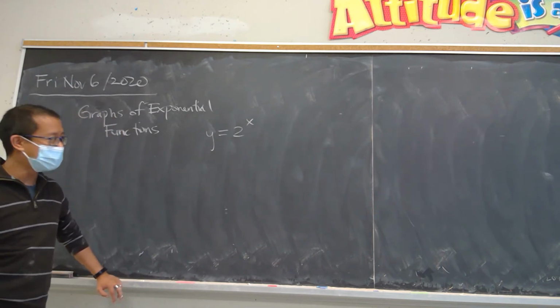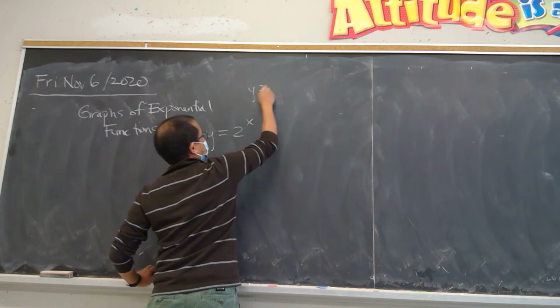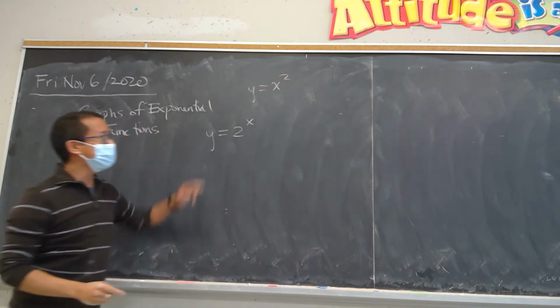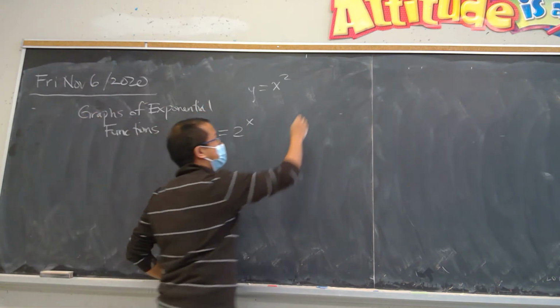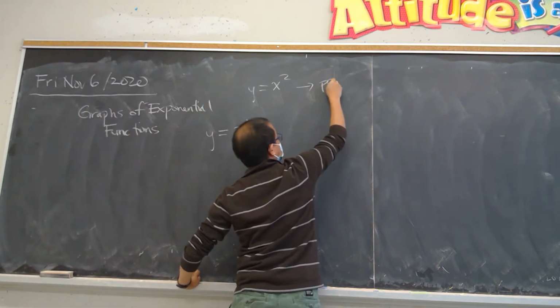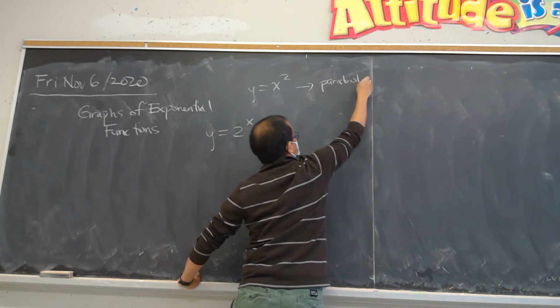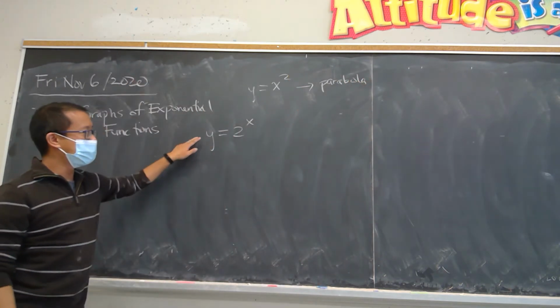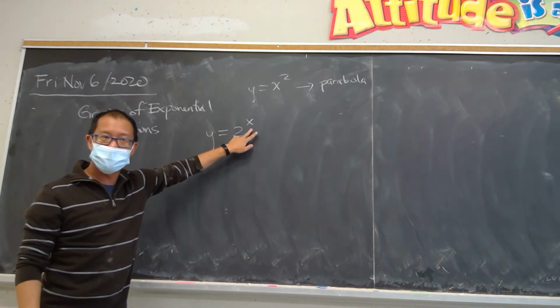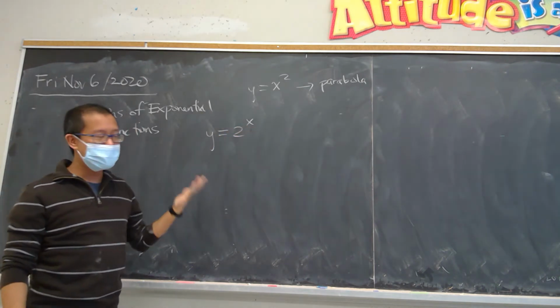Some students would argue, why isn't this one y equals x squared? Notice the unknown for this one is the base. A lot of you already know that y equals x squared is the parabola. It's the funny looking view that looks like this, right? So when it's this, the unknown is the exponent. That's why it's called exponential.